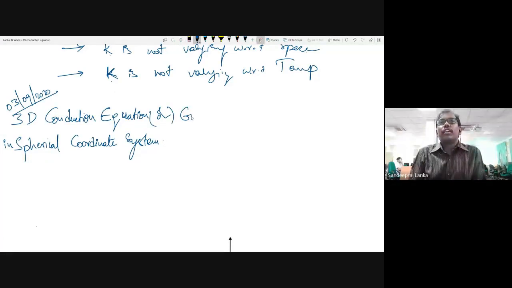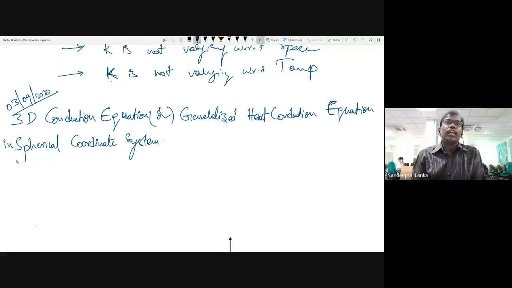Or this is also called the generalized heat conduction equation. Okay, this is also the generalized heat conduction equation. So in this system, in any system, you better take the coordinates first and then the volume in the second place. If you take these two, everything will be clear to you.